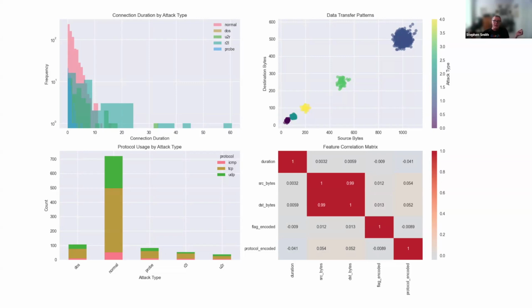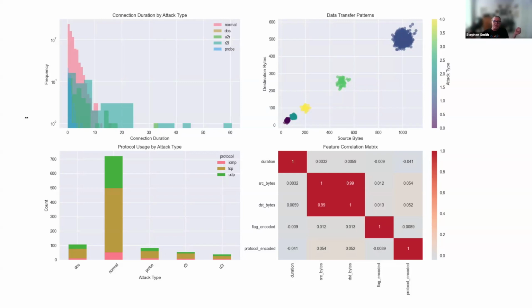And it's really good at finding these clusters. So if you look at the data transfer patterns, the key here is that you have these different colors that represent the different kinds of attacks. Denial of service is up here at the upper right, this big cluster in blue and dark purple. This occurs because of floods. Look at the destination bytes and the source bytes, they're high, so you're pumping a lot of traffic through.